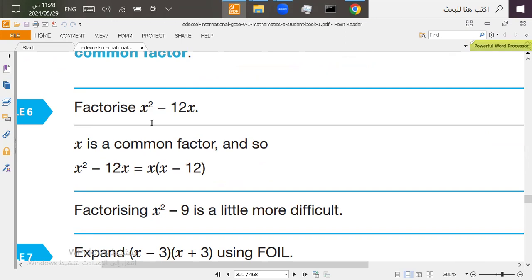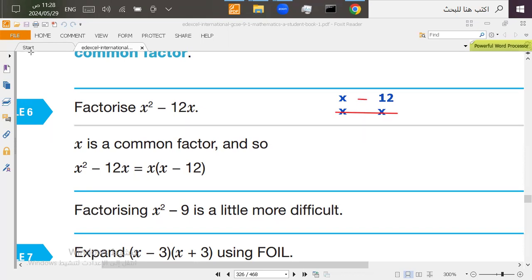Now, you can do it that way with your mind or break it down to its elements. For example, x squared will be x times x, and then the second group will be 12 times x, like this. And the common ones are the x's. So you take one of them, put it outside the bracket, and you're left with x minus 12 inside the bracket.